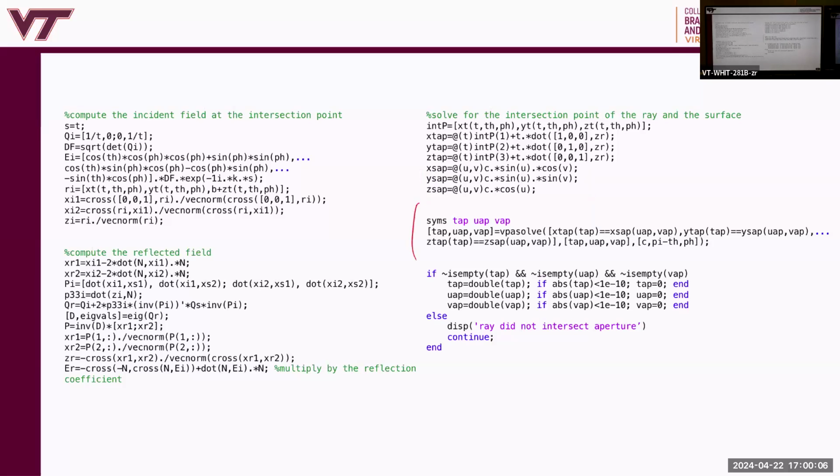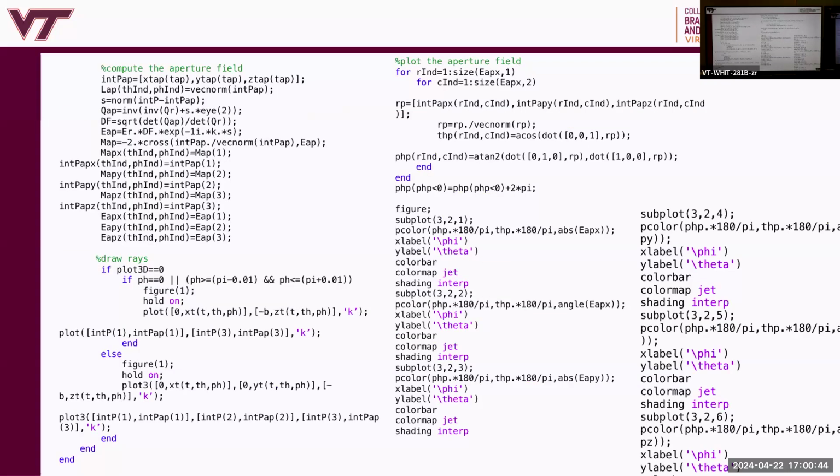Now we do the same thing. We solve. So we have three new variables, t, u, and v, but for the aperture. And we set those three parameterizations equal, the x and the y and the z. We have three parameters to solve for: t, u, and v. We have three equations: the x component of the ray equal to the x component of the surface, the y component of the ray equal to the y component of the surface, the z component of the ray equal to the z component of the surface. So that system of three equations with these three unknown parameters allows you to solve it. All right, and we do the same thing. If it comes out empty, the ray didn't intersect the aperture. If it does, then we convert it into double data types. All right, we're almost done. Now, we compute the aperture field.